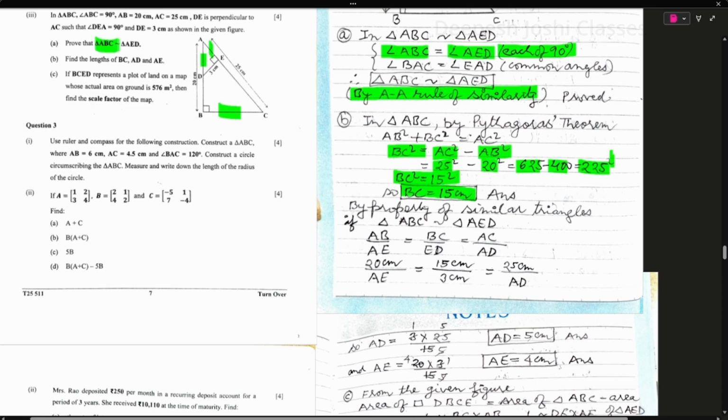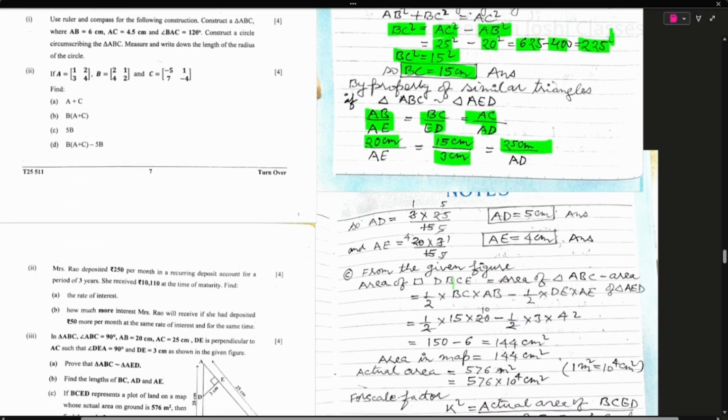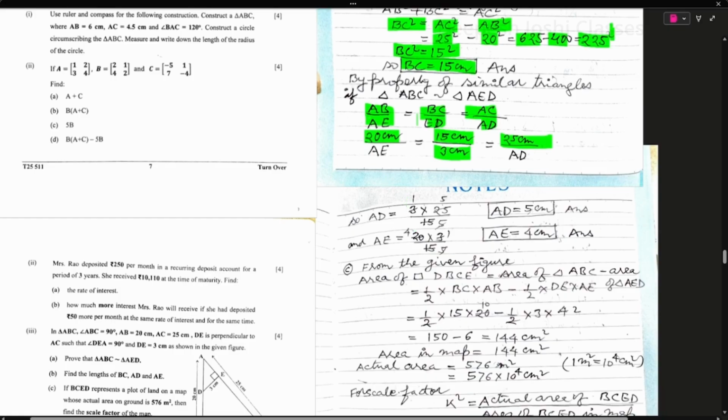Now if both the triangles ABC and AED are similar, then by the property the ratio of the corresponding sides of similar triangles are also equal. So this ratio will also be equal. On putting the respective value of AB, BC, ED, AE, we will get AE by cross multiplying these relations. So AD becomes 3 into 25 divided by 15 on solving. AD is equal to 5 centimeter. AE is equal to 20 into 3 divided by 15. AE is equal to 4 centimeters. So part B is over.